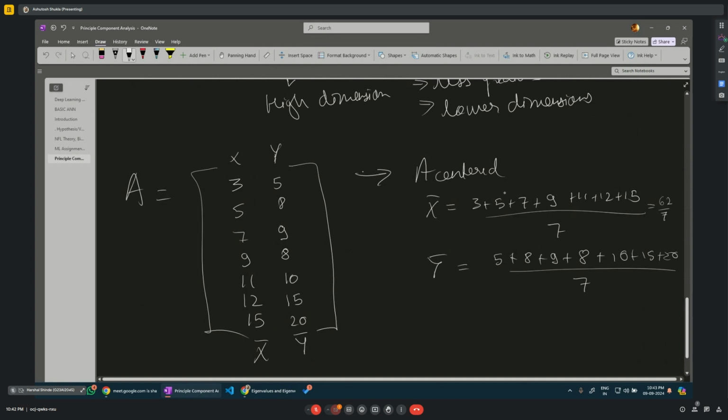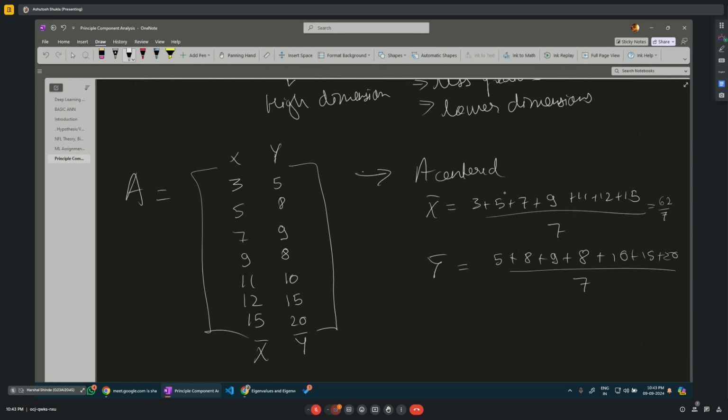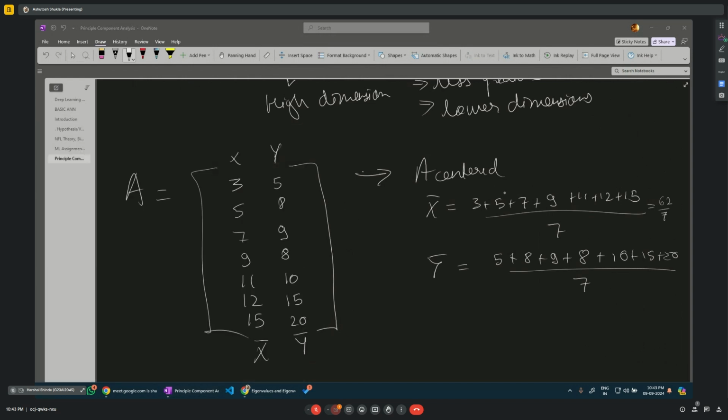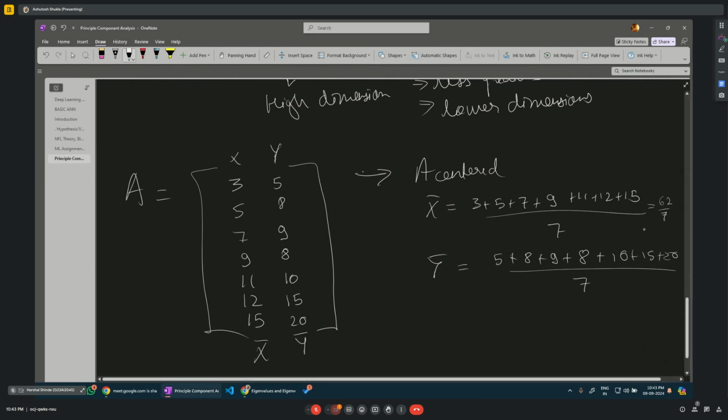Anyone? 8 point something, I guess. I don't know. Let's open a calculator. 62 divided by 7 comes out to be 8.85. So that is equal to 8.85.